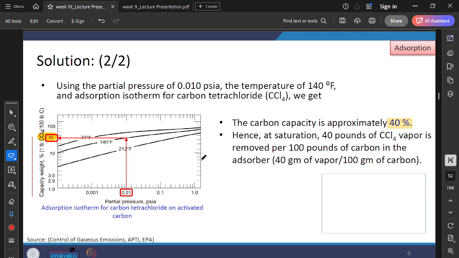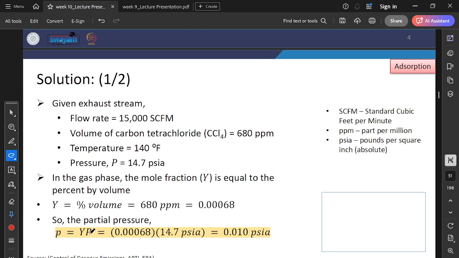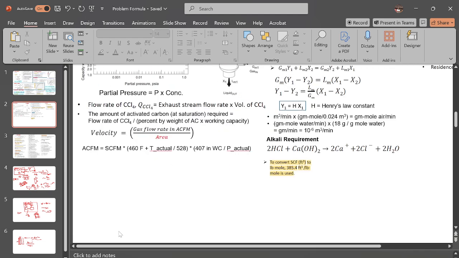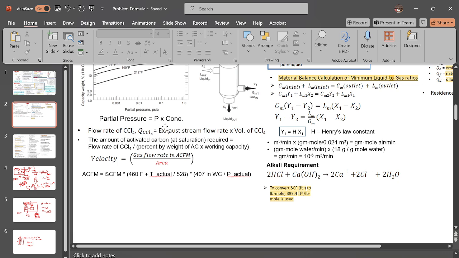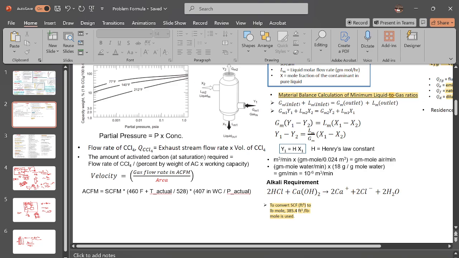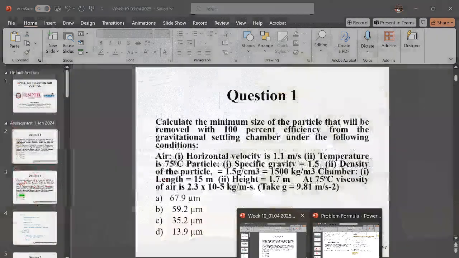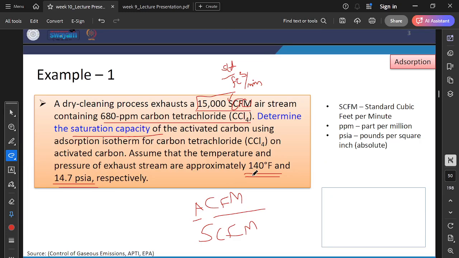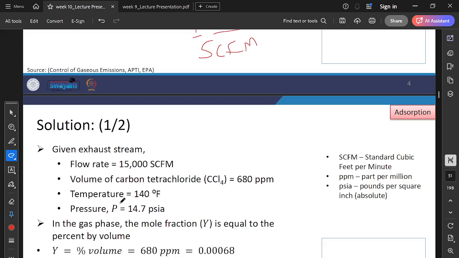For finding the saturation capacity from the graph, we need the partial pressure. So if I know the partial pressure, I can equate with the temperature given in my condition. Then I can find the capacity by weight. So how to find the partial pressure? There is a formula P. I have given it in the formula sheet also, so you can refer here. Partial pressure equals pressure into concentration. So I know the temperature, 140 Fahrenheit. I know the pressure that's given in the question. So 140 degree Fahrenheit, pressure is 14.7, that's standard PSIA.